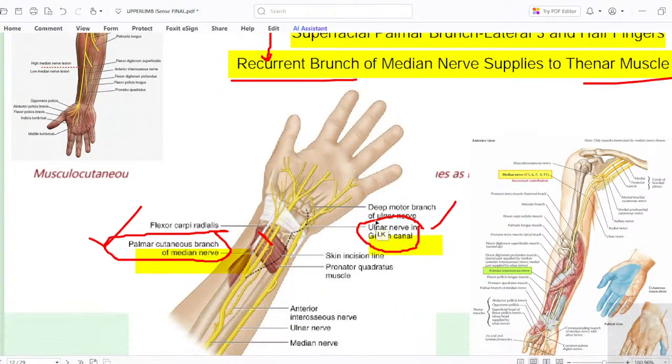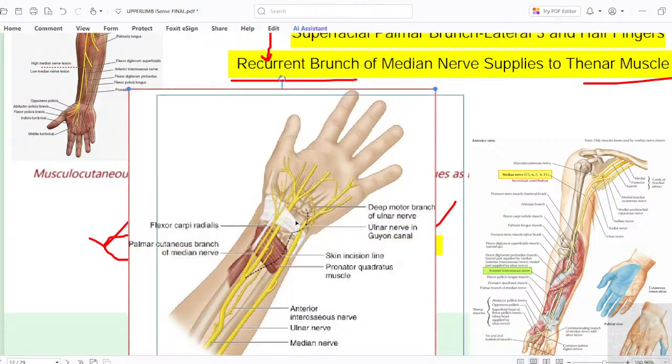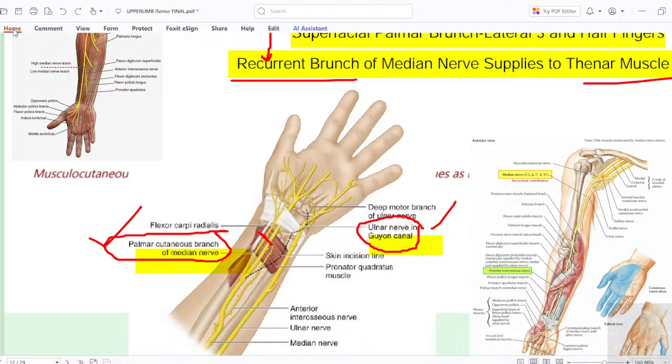Okay. Just remember one thing. Median nerve, we said carpal tunnel syndrome. When we read carpal tunnel syndrome, we will know that the median nerve, when it crosses from the forearm to the wrist, goes below the flexor retinaculum. But before entering the flexor retinaculum, it gives another branch, which is the palmar cutaneous branch of the median nerve.